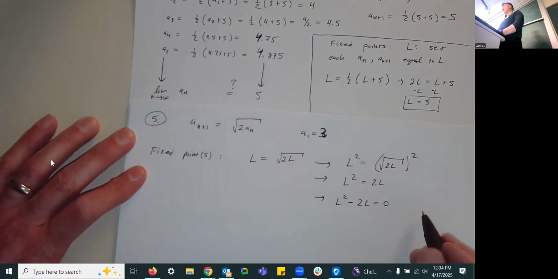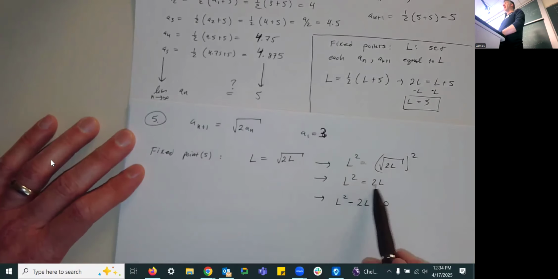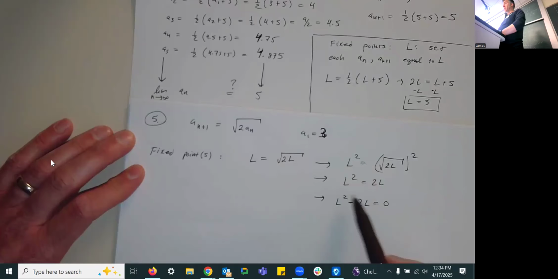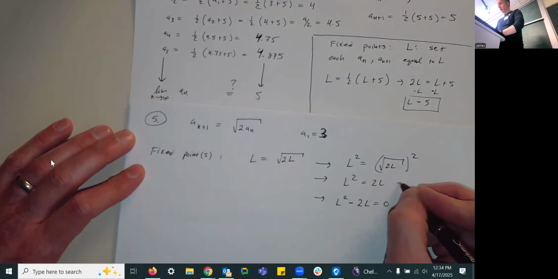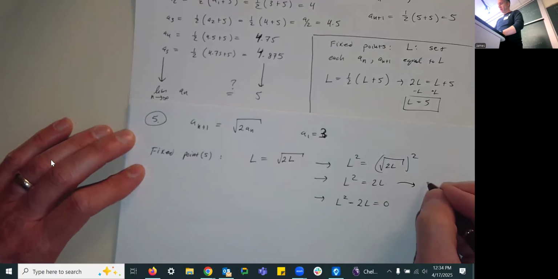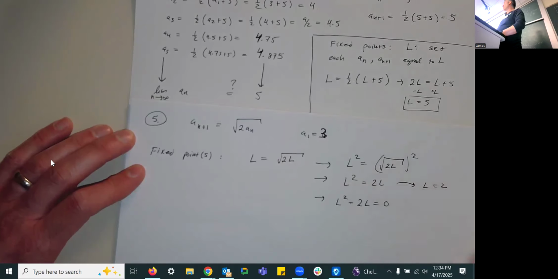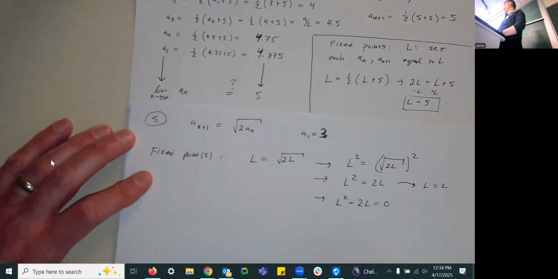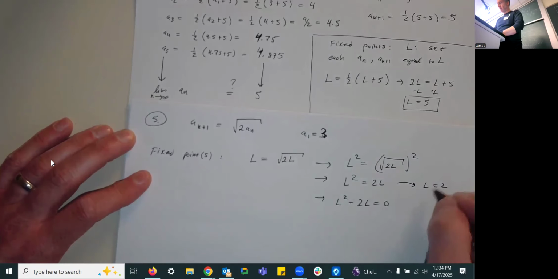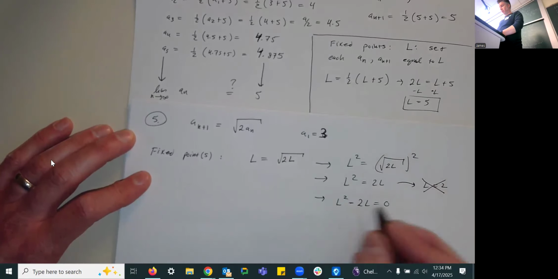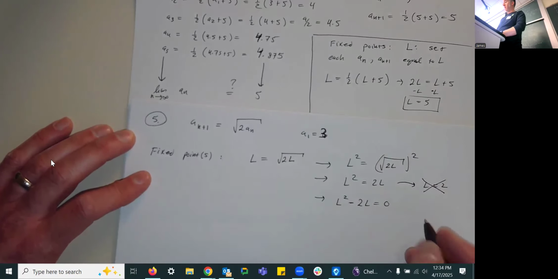Oh, by the way, something I definitely don't want to do at this stage, I do not want to divide both sides by L. If I divide both sides by L, you wouldn't get a wrong answer, right? You get L equal to 2, but you don't get all the answers. I'm missing another solution. So even though that's not wrong, it's not what we want to do. We want to bring everything to one side, set it equal to 0, and then factor.